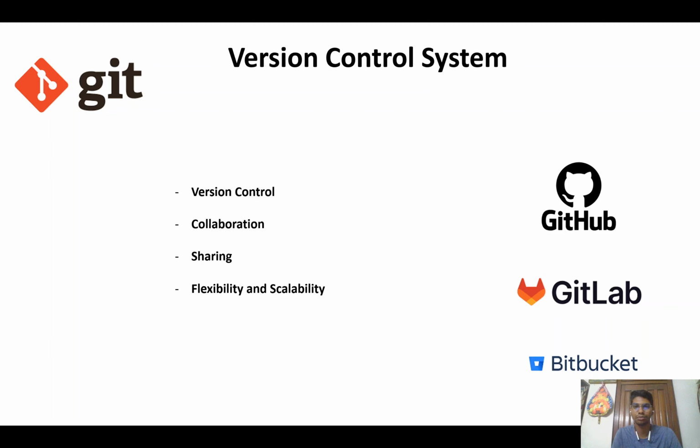By using Git providers like GitHub, GitLab, Bitbucket, we can share our code with others, and you can also make the code private. You can have password locked code, so only authorized users can use the code. It can be possible.